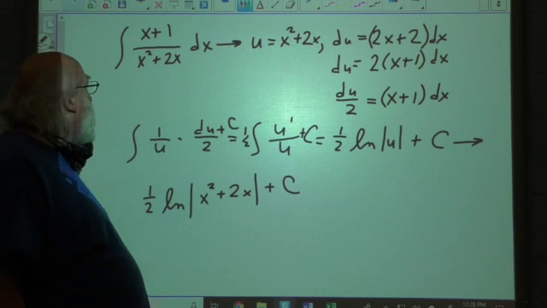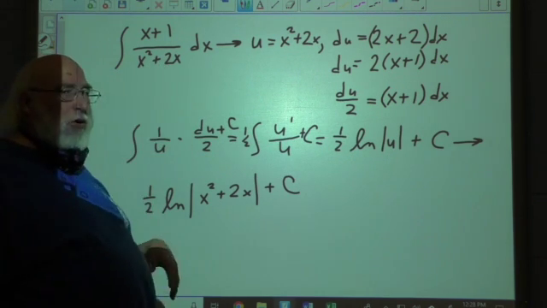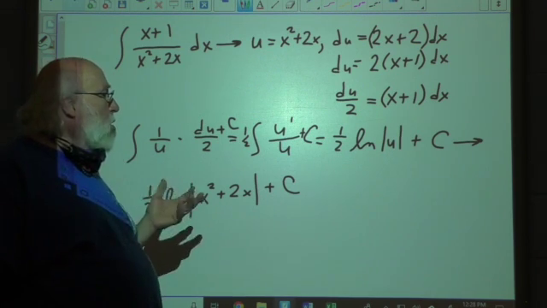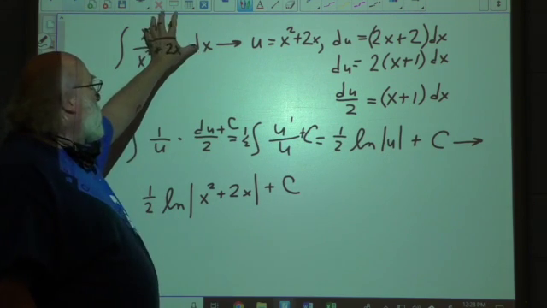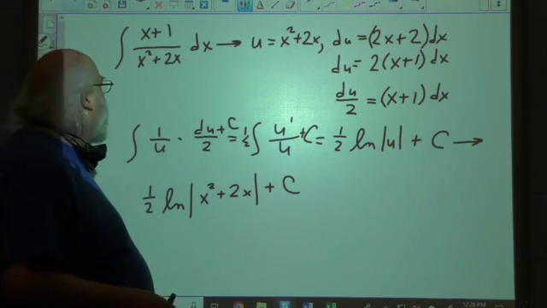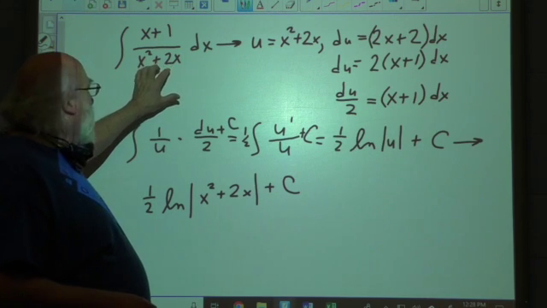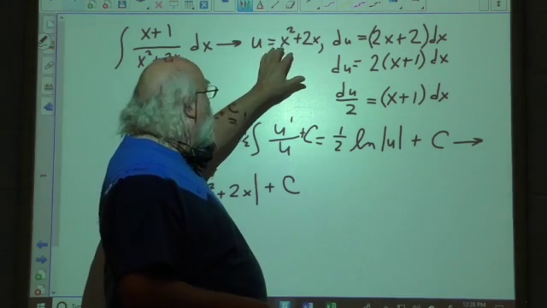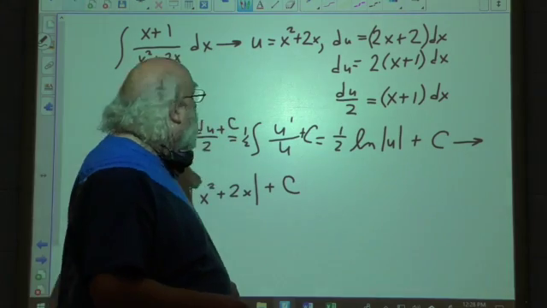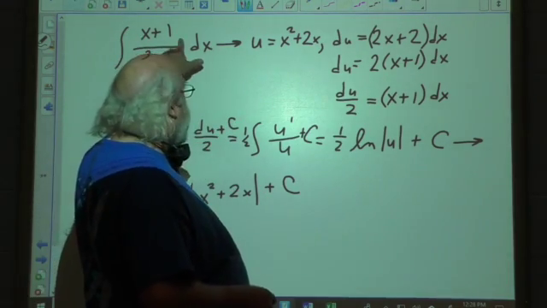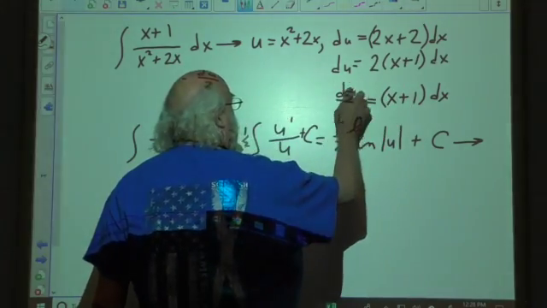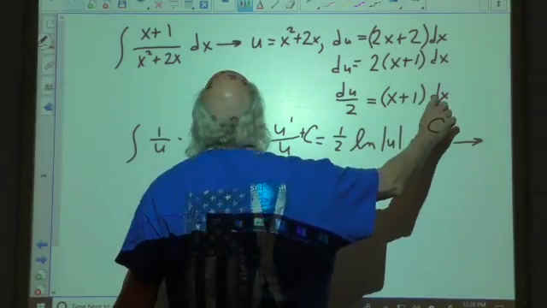Next one, we're going to make u this denominator. And notice this is happening a lot. Because we know that we can get the natural log of u put in when we have this figured out in terms of du and dx, then this becomes a much simpler problem. So that's what we're going to do. We're going to make u x squared plus 2x. And then we take the derivative of u, which is 2x plus 2, times dx. Well, we don't have that up there, but what we do have is x plus 1 dx. So I can factor a 2 out of here, and then divide by that 2, and that tells me that du over 2 is equal to x plus 1 dx.